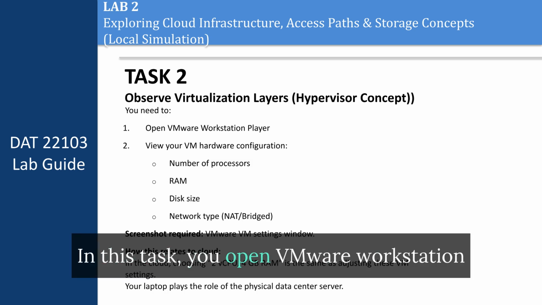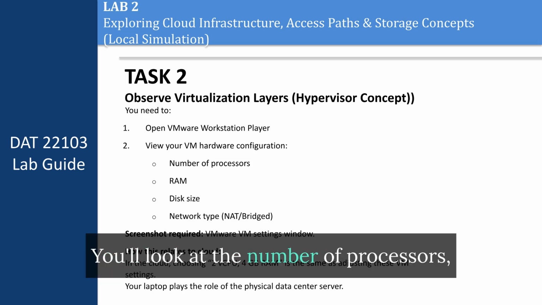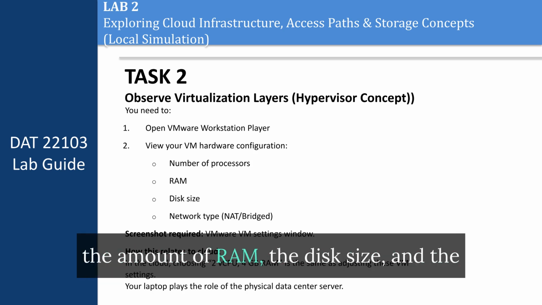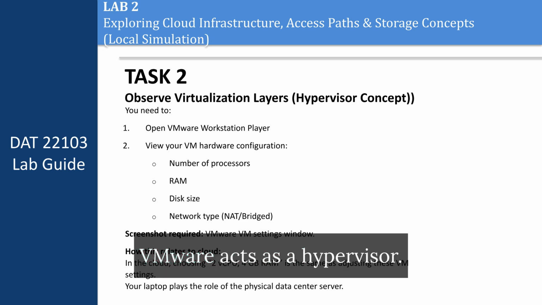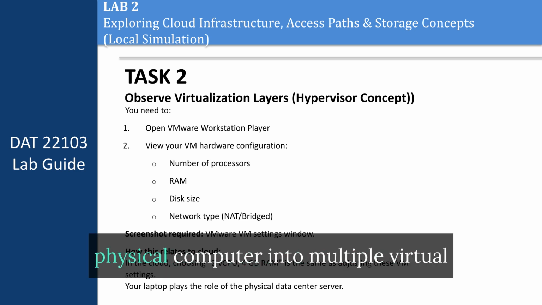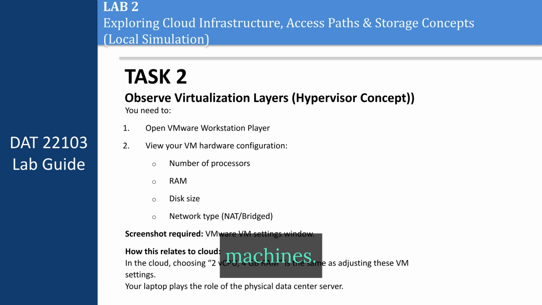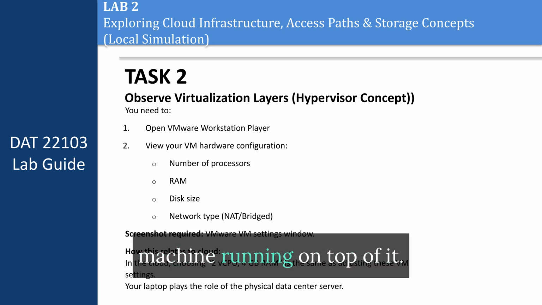In this task, you open VMware Workstation Player and check your VM hardware settings. You will look at the number of processors, the amount of RAM, the disk size, and the network type, whether it is NAT or bridged. VMware acts as a hypervisor. A hypervisor is software that divides one physical computer into multiple virtual machines. In this case, your laptop is the physical server, and Ubuntu is the virtual machine running on top of it.